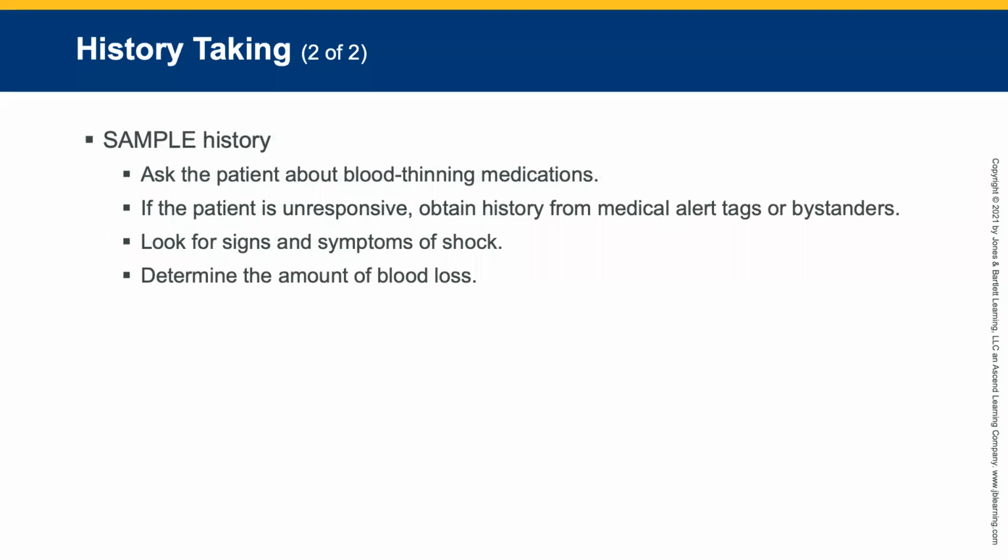What does our SAMPLE history tell us? Determine how much blood has been lost. Well, you won't know that. We don't have little valves that tell us how much blood we've lost on a person, but how are they responding to us? Their alertness level. What is their blood pressure? If they're, say, poor over poor when you check the blood pressure, well, that ought to tell you right there something's wrong. Ask the patient about blood thinning medications. Those are a very important part of information on your SAMPLE history.